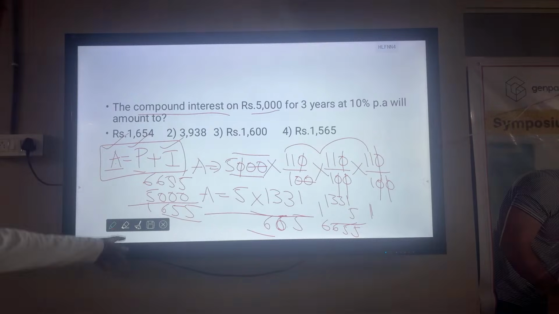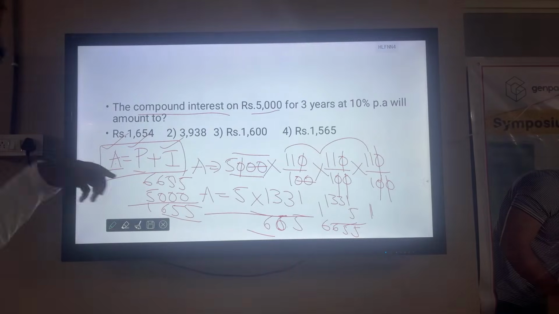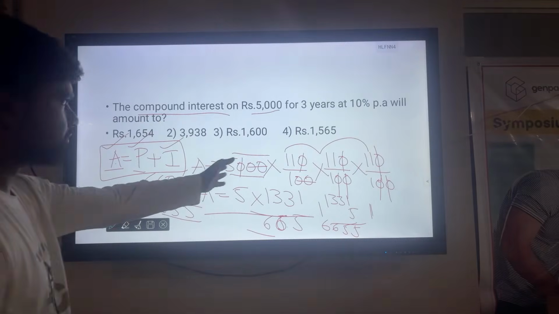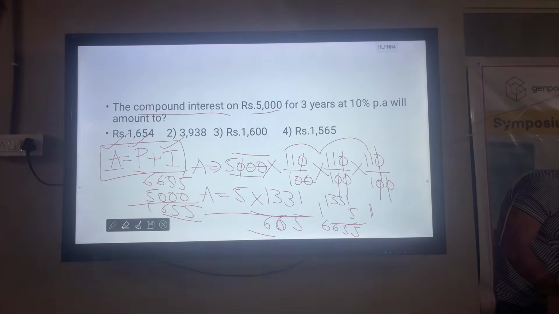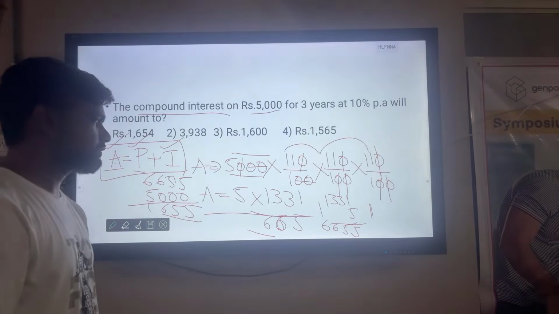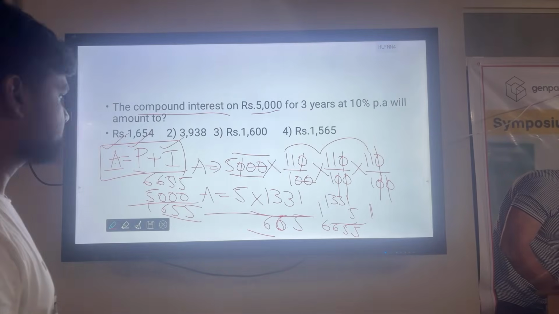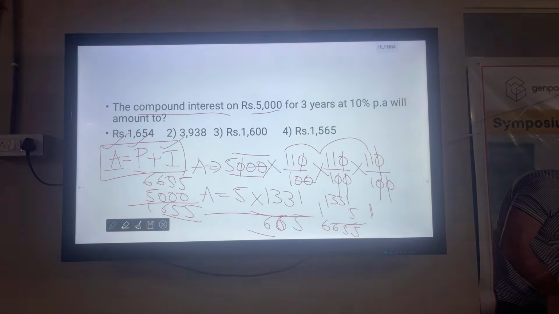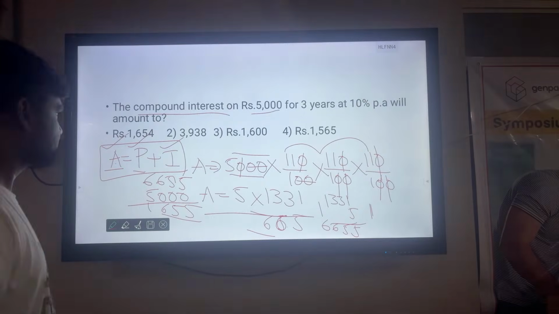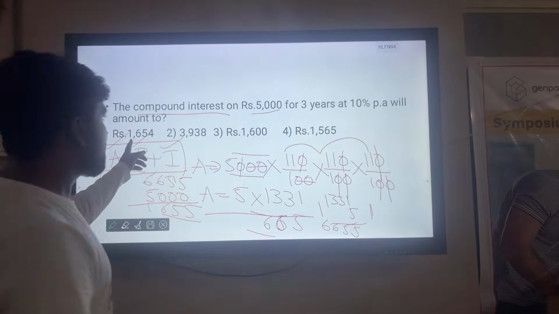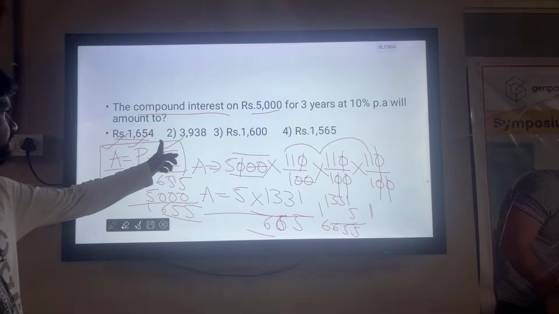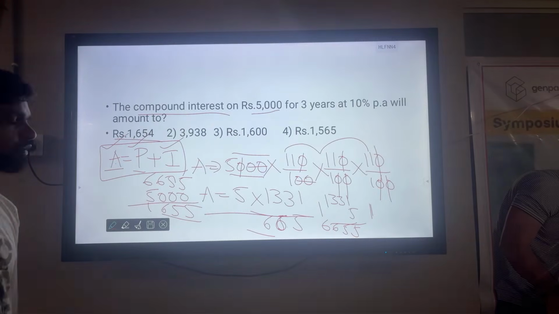I think some calculation mistake is there. Please do it. The procedure is the same. The nearest value is only 1654, so you can go with that option.